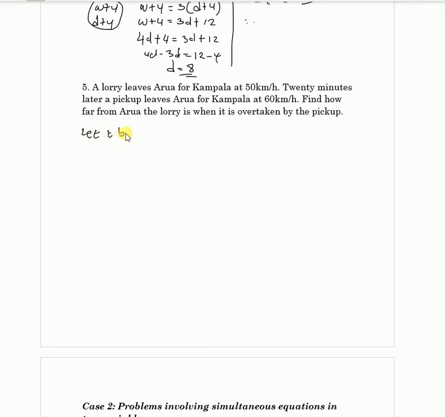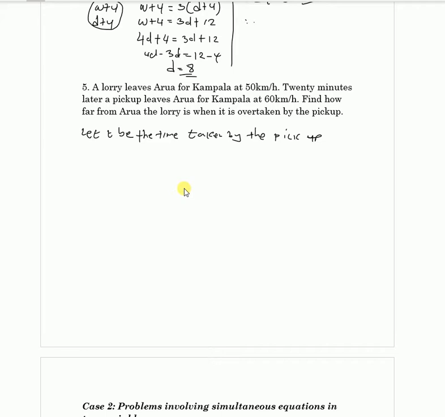Let t be the time taken by the pickup. So if the pickup takes a time t to travel from Arua to the point where it overtakes the lorry, it means that the lorry will have traveled a time which is t, the time for the pickup, plus the other 20 minutes, because the pickup is starting off after the lorry has taken 20 minutes.